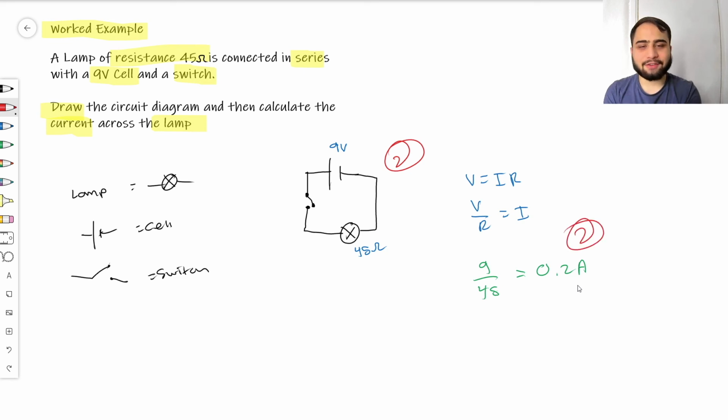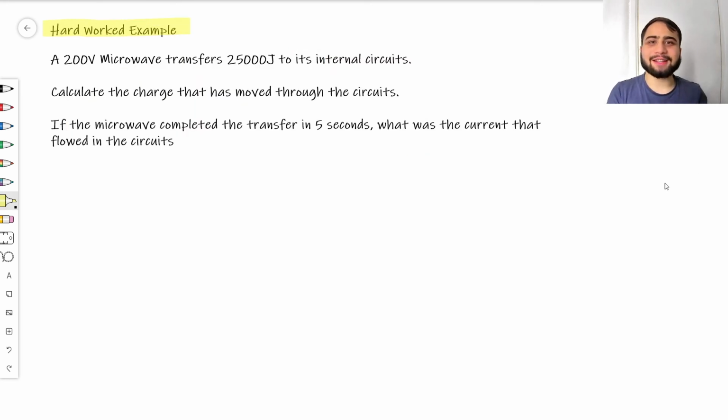If you could understand all this, well done. You're on your way to understanding all of your GCSE electricity. Okay, so now let's have a look at one of the harder examples. This is about as hard as it gets in your GCSE, so if you can get through this, you can get through anything, and I'm sure you can do this. As always, let's highlight all of our keywords.